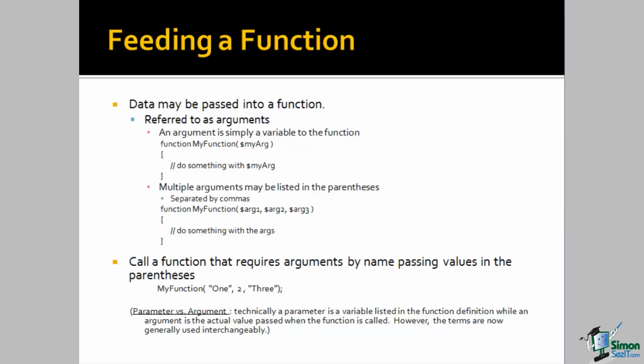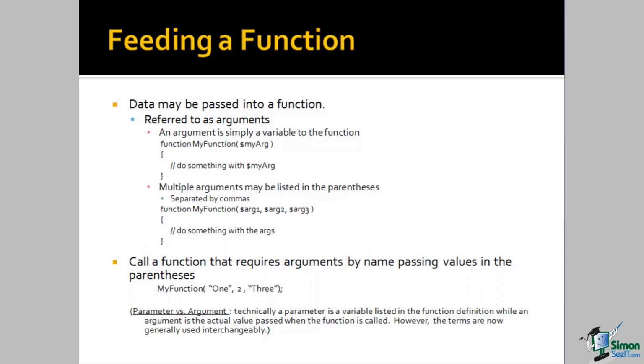A call to a function that requires arguments obviously requires that the caller pass values into the function call. When those values are passed in, they are assigned in the same order that they appear within the parentheses. They are assigned to the variables that we defined in the function definition. So in this example, the string 1 will be assigned to arg1. The integer 2 will be assigned to arg2, and the string 3 will be assigned to arg3.